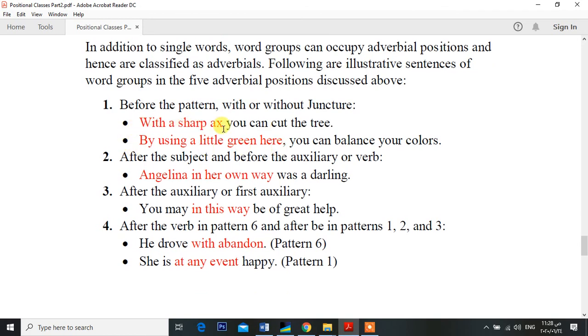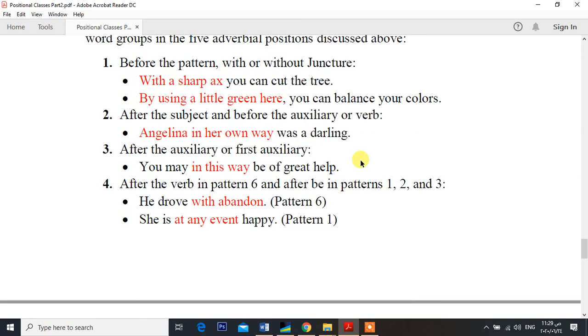With a sharp axe, you can cut the tree. With a sharp axe is an adverbial here. This word group occupies the adverbial position. The second one also: by using a little green here, this word group occupies the adverbial position. By using a little green here, you can balance your colors. The second position, after the subject and before the auxiliary or verb. Angelina in her own way was a darling.